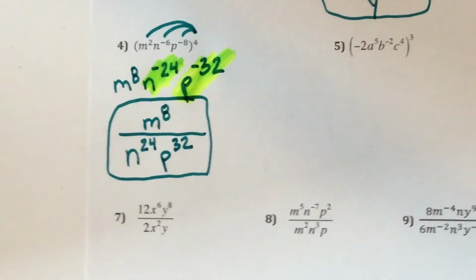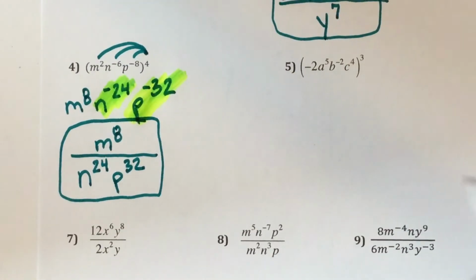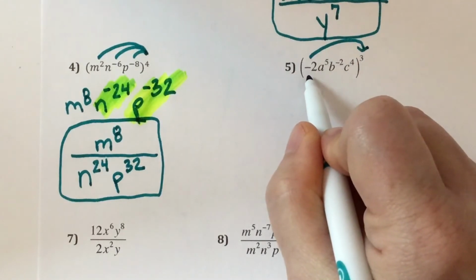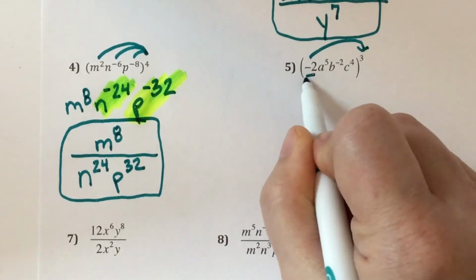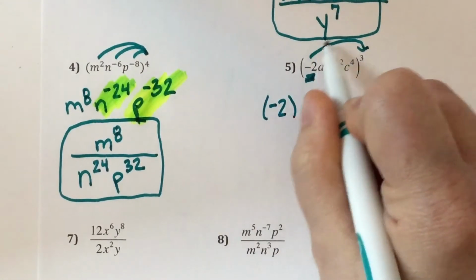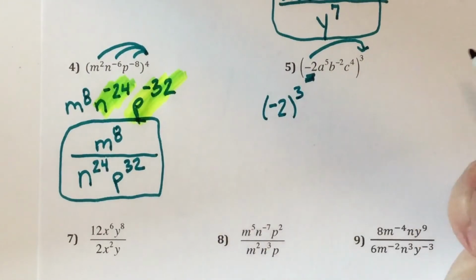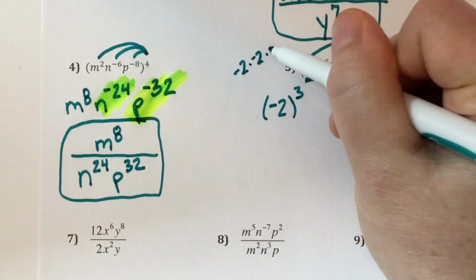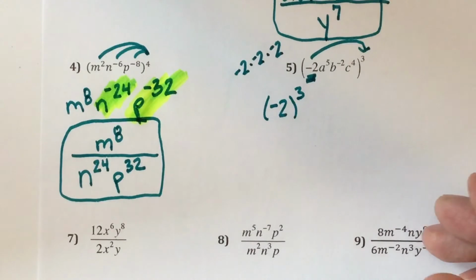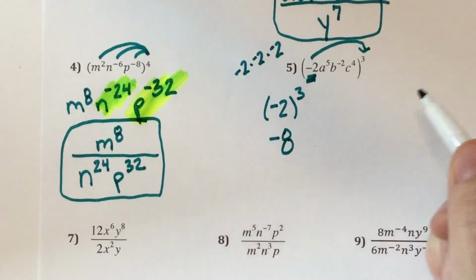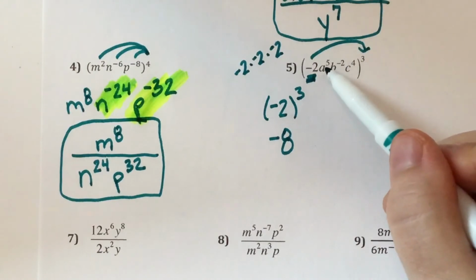Okay, now number 5 has a number in front. So remember, numbers in front do get raised to that power, but I do not multiply negative 2 times 3 because negative 2 is not an exponent. So numbers get raised to that outside exponent. So this means negative 2 times negative 2 times negative 2. What is that? Negative 8.